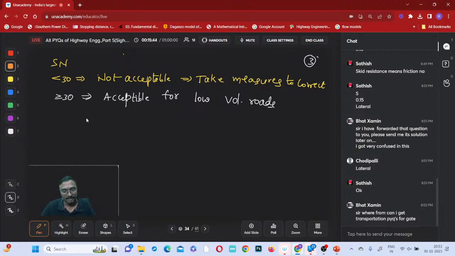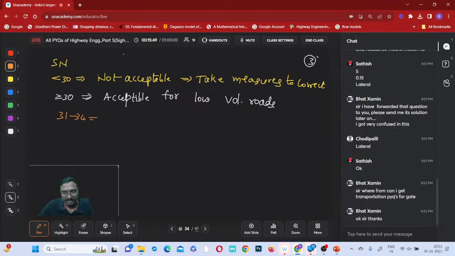Now if it is 31 to 34, it is monitor pavement frequently. So what do we need to do? We need to monitor the pavement frequently. Regular maintenance is required, right?